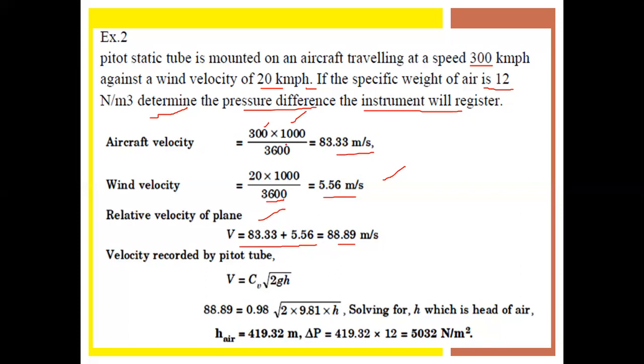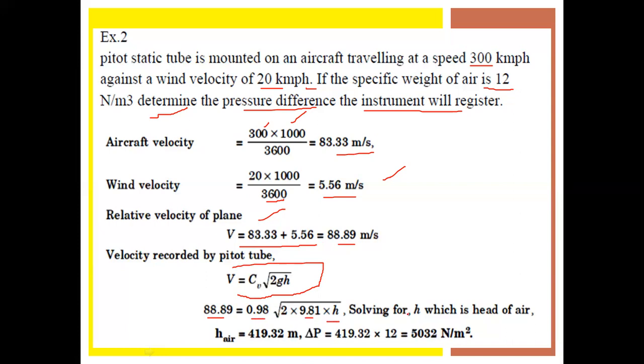Here, instead of water, air is given. Then the velocity recorded by the Pitot tube is V = Cv root 2gh. So what's the velocity? We got 88.89. Cv is equal to 0.98, root of 2 into 9.81 into h.